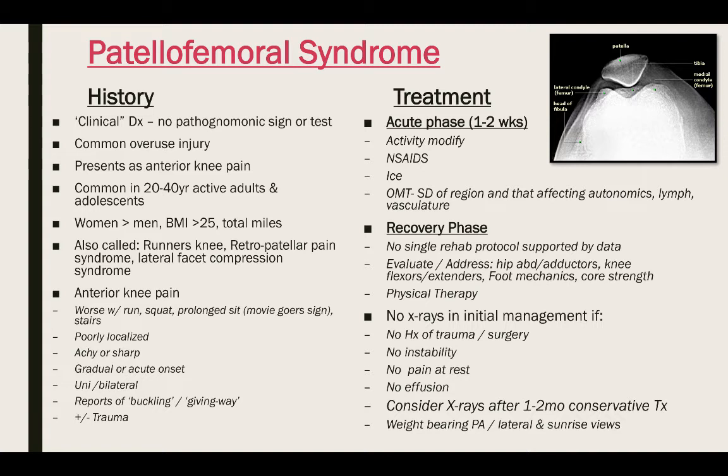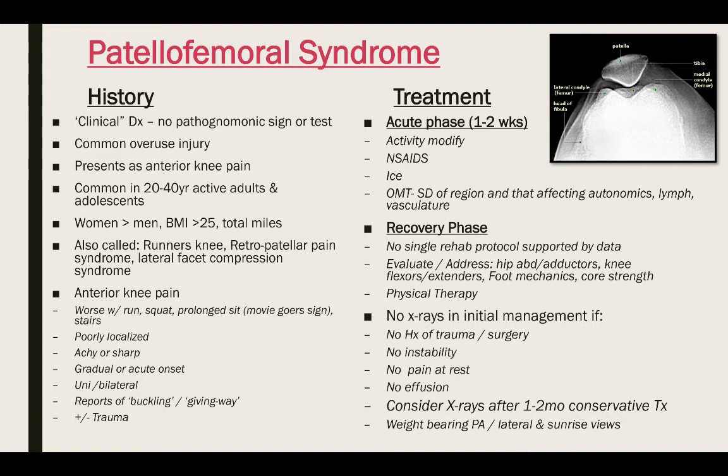It's poorly localized. People, when they have patellofemoral syndrome, will usually grab right over their knee. They'll say, my knee hurts. They'll grab the whole thing. They won't necessarily point to a specific area. It can be gradual or acute. Sometimes they'll have reports of buckling or giving way, and there may not be trauma associated with it.